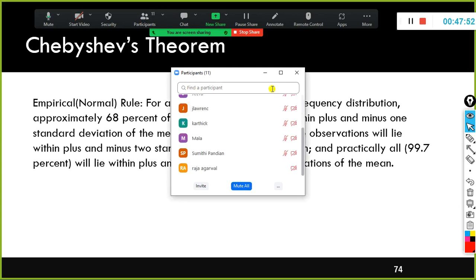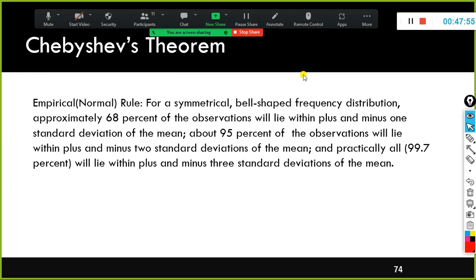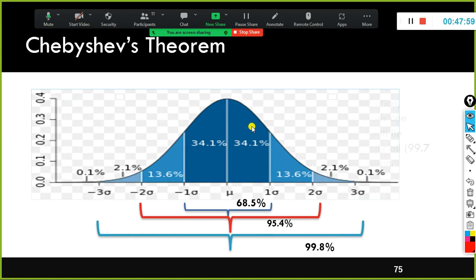How many of you are familiar with Chebyshev's theorem? This is Chebyshev's theorem. Okay, this is a theory, and I don't want to bore you with this theory. I'll just directly jump into this one.